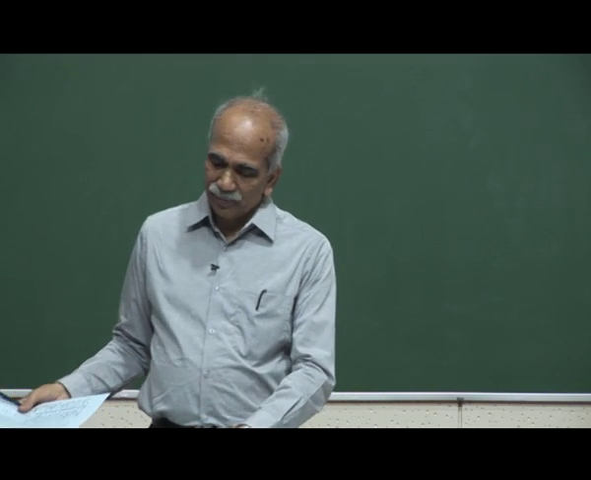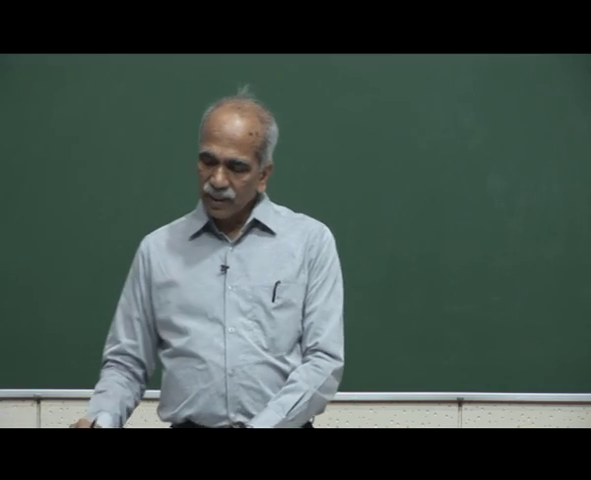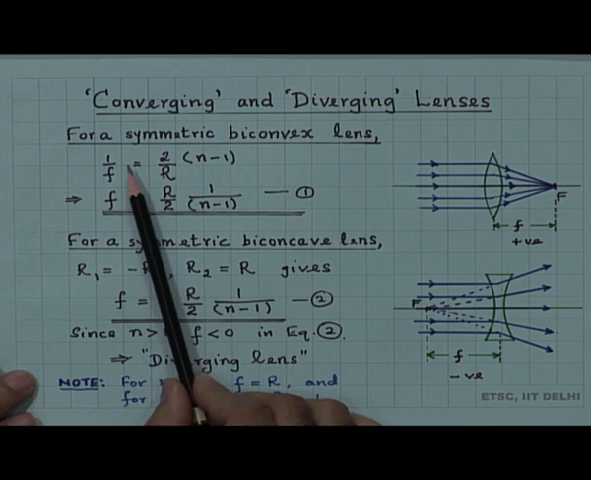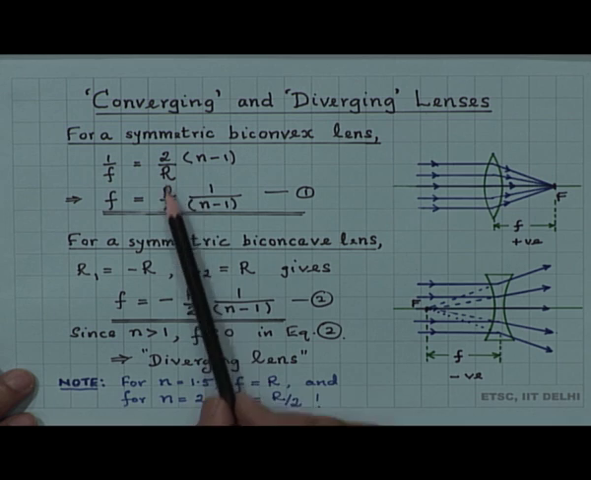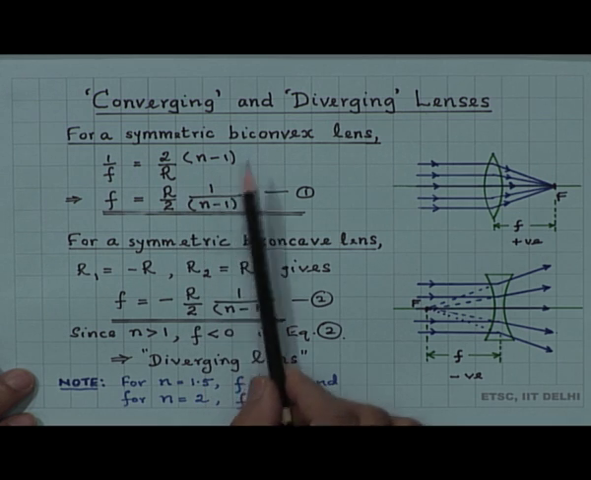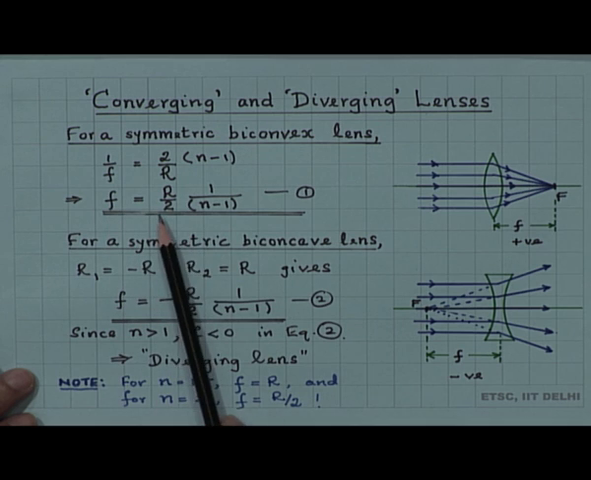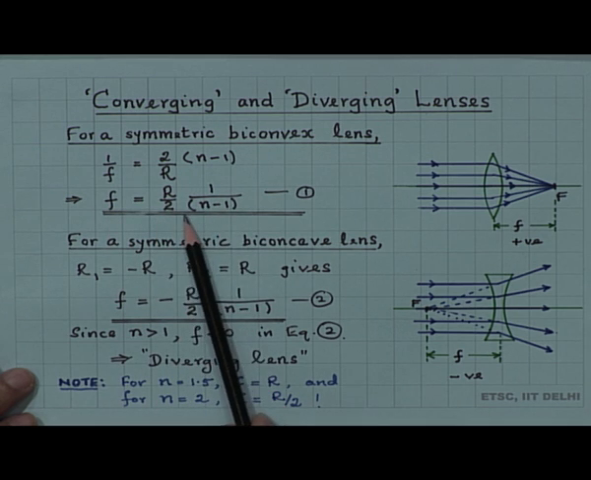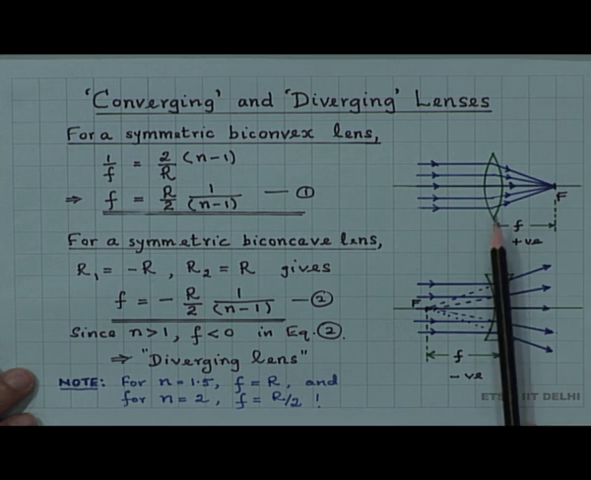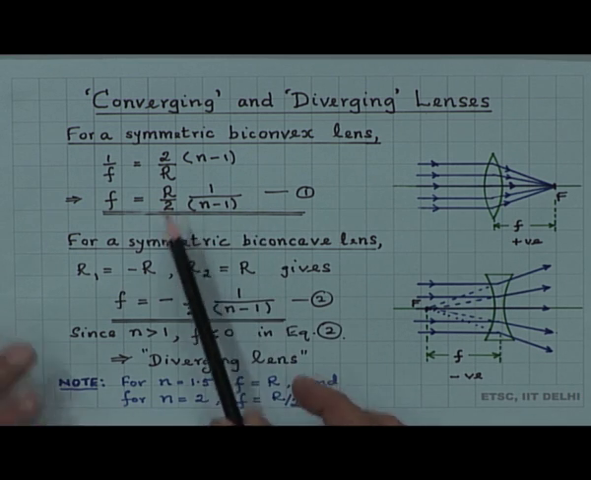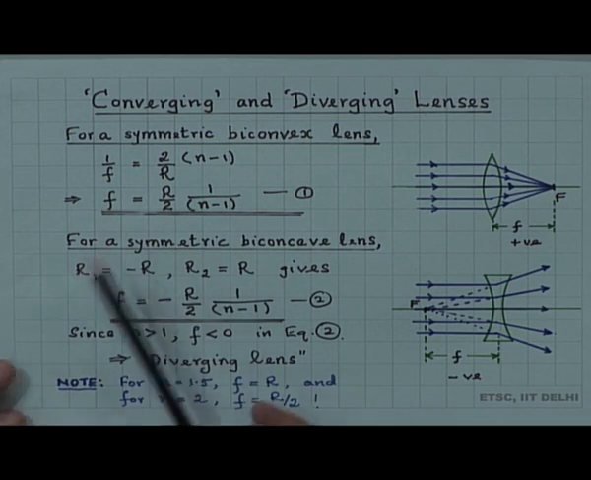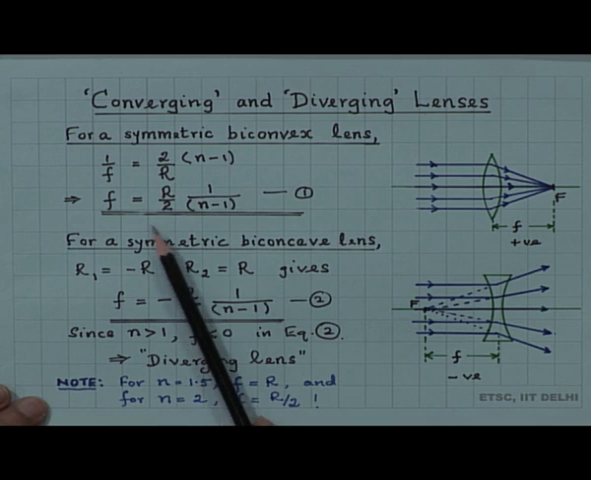Here it is, converging and diverging lenses. For a symmetric biconvex lens, just now we showed that 1 by f is equal to 2 by R into (n minus 1), or f is equal to R by 2 into 1 by (n minus 1). So, here is the converging lens, that is a biconvex lens, a symmetric biconvex lens. It need not be symmetric, but the formula I have is for the symmetric case, which I have considered as a special case when R1 is equal to R2. So, we have f positive.